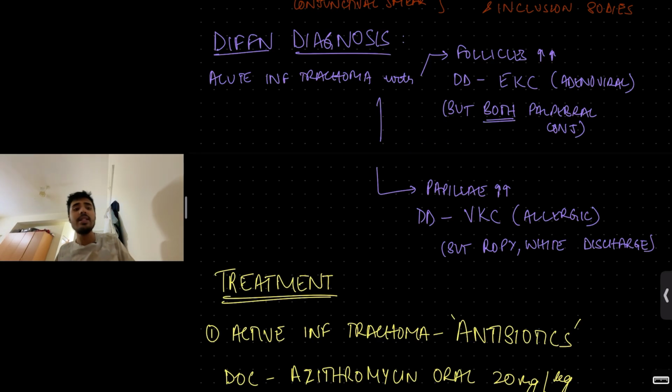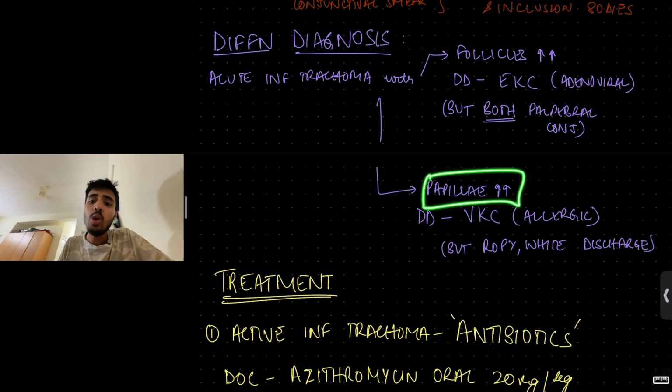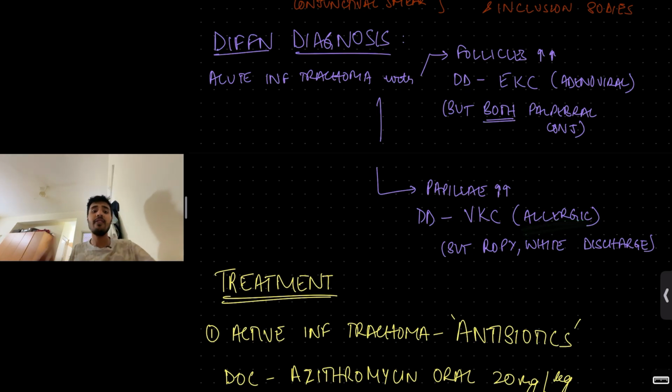Then, let's say a patient has acute inflammatory trachoma with more of papillae. Then what will you differentiate it with? You might confuse it with VKC, that is vernal keratoconjunctivitis, which is allergic in nature. But the thing is, in vernal keratoconjunctivitis there is a ropey white discharge, whereas in trachoma, there is mild mucopurulent discharge. So that is how you differentiate. This is about differential diagnosis.